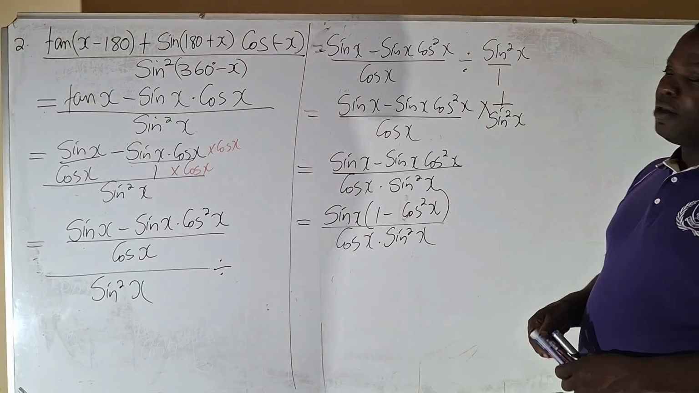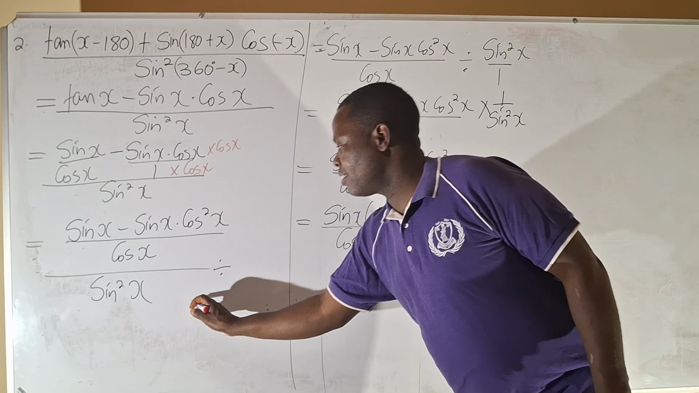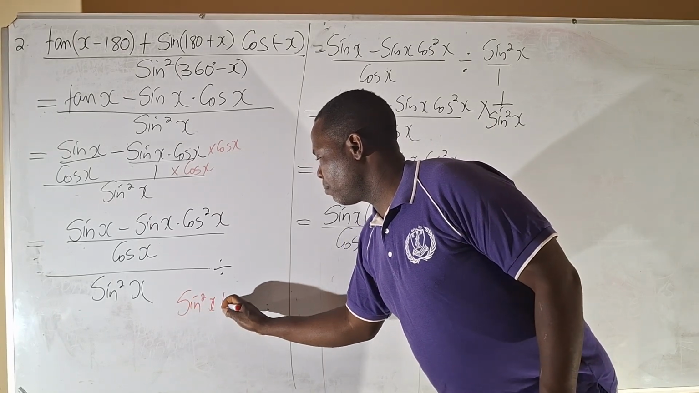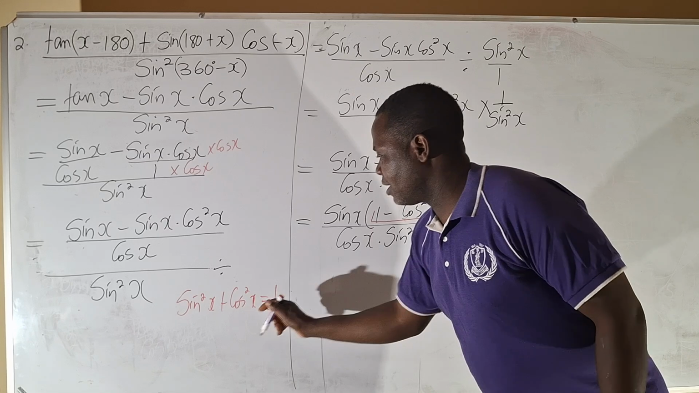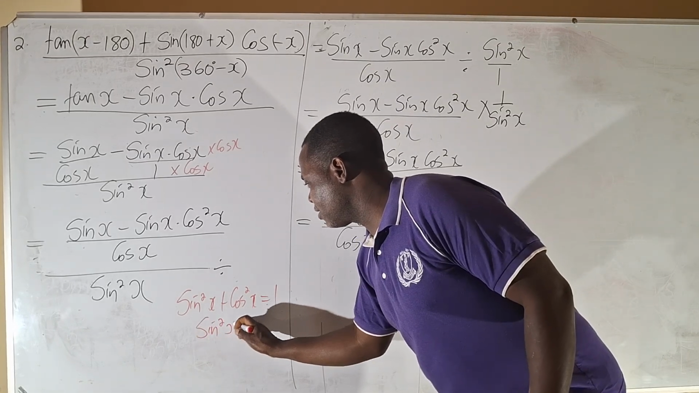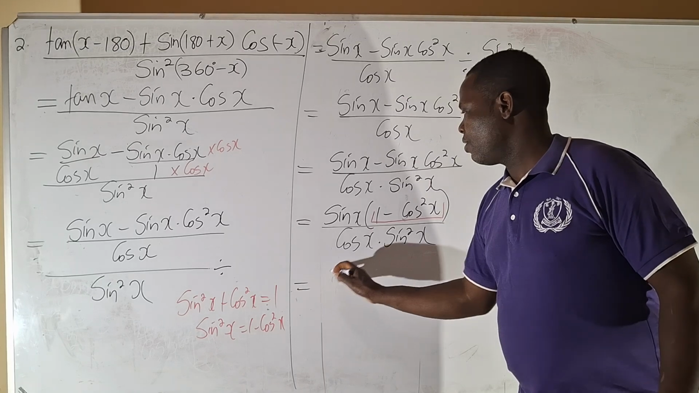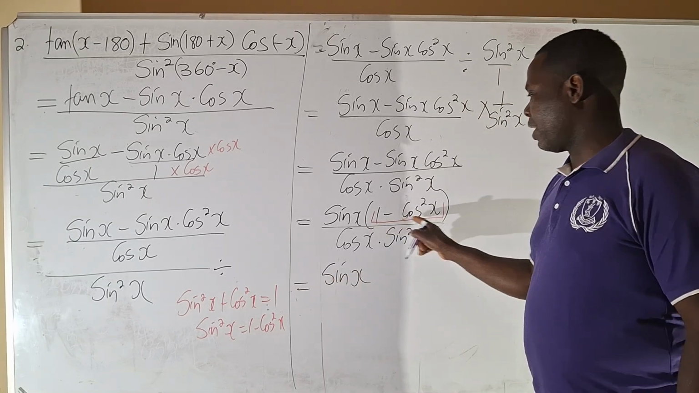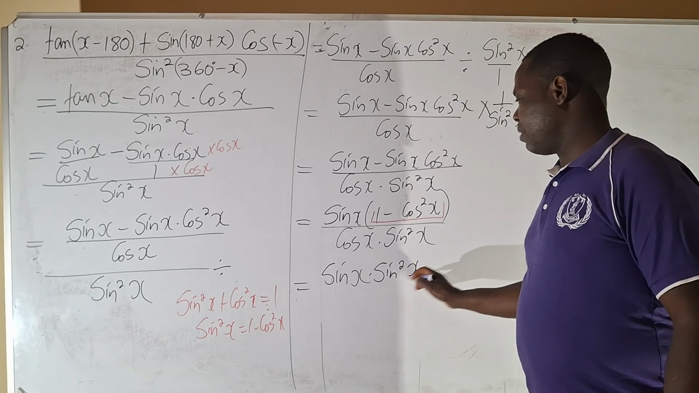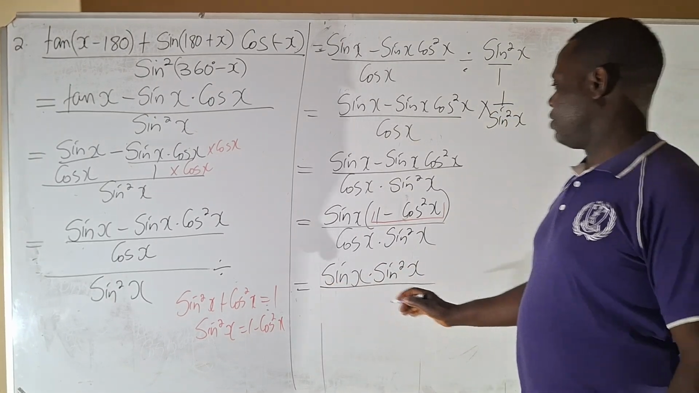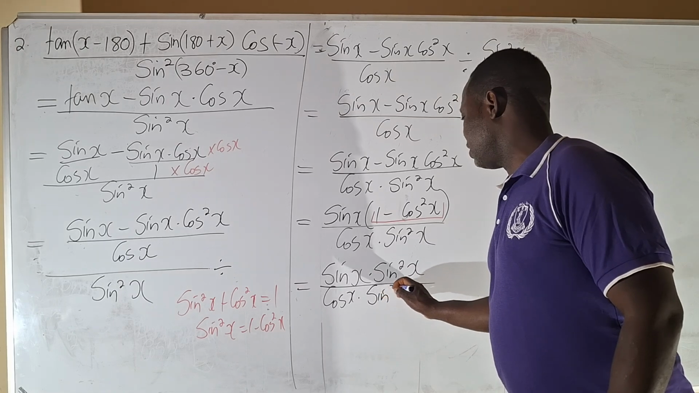This is where it gets interesting now. This part here, if you look at this bracket, we have an identity that says sine squared x plus cos squared x is equal to 1. And if you move this one to that side, you're going to have sine squared x is equal to 1 minus cos squared x. Which means in this expression, we can replace this bracket with sine squared x because they are the same. The denominator is the same as cos x multiplied by sine squared x.